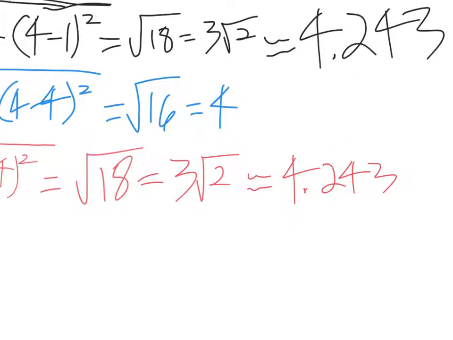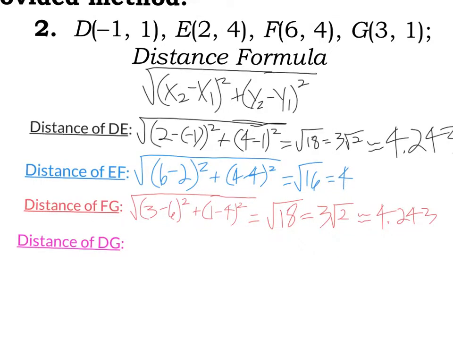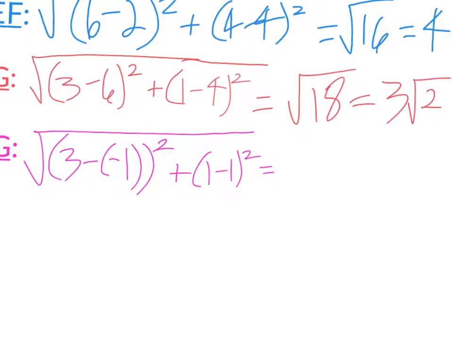But let's just take the distance of D to G and check to make sure that it's also a 4. So for the x's, I'm going to do 3 minus negative 1 squared. And I'm going to add that to 1 minus 1 squared. So 3 minus negative 1 is the same thing as 3 plus 1. That's 4. 4 squared is 16. And 1 minus 1 is 0. So the square root of 16 is 4. So everything checks out, making this also a parallelogram.